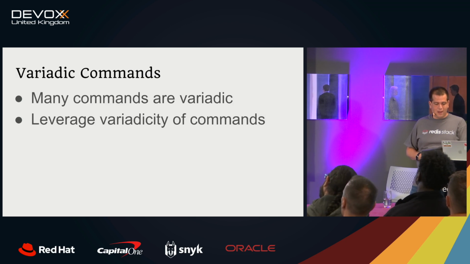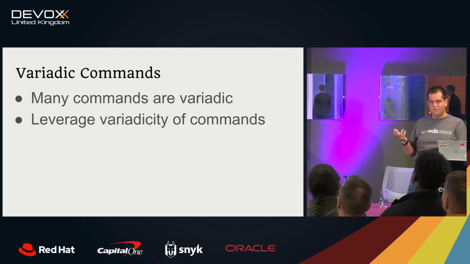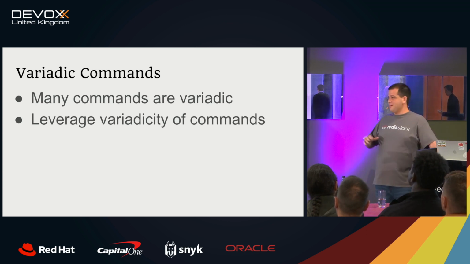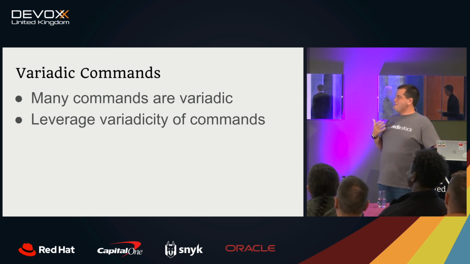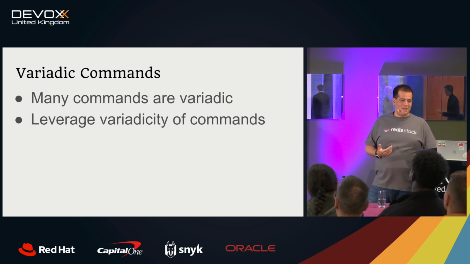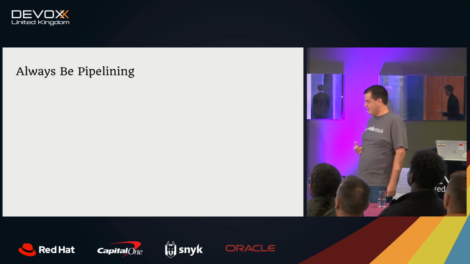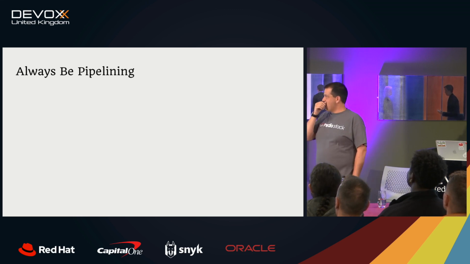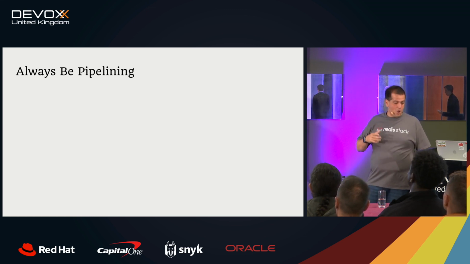So leveraging the variadicness of commands allows you to basically minimize the number of round trips that you're making to the Redis server. And this one, I just think this is a funny thing, but always be pipelining.